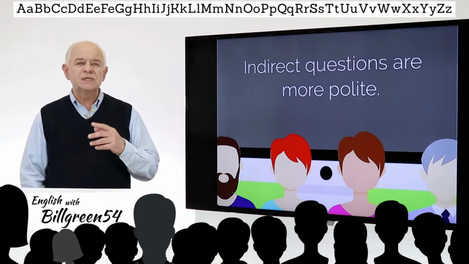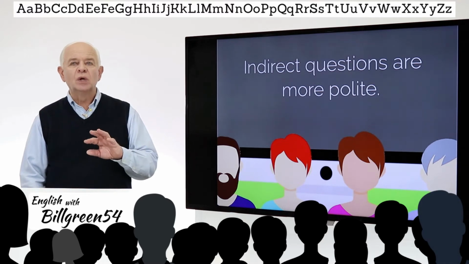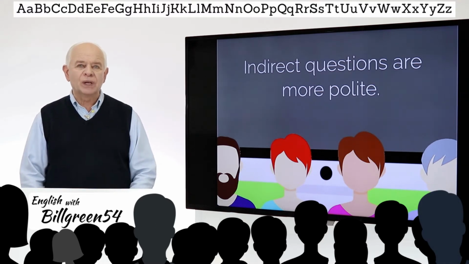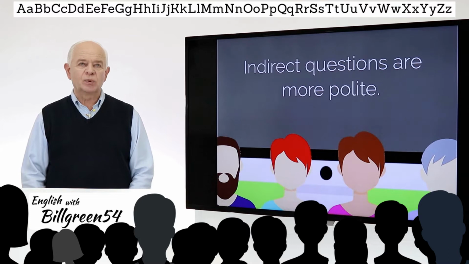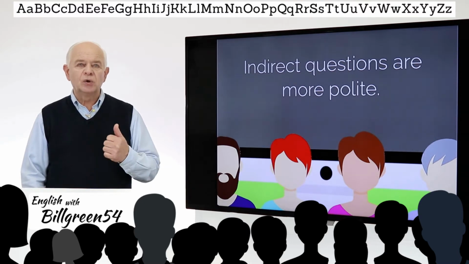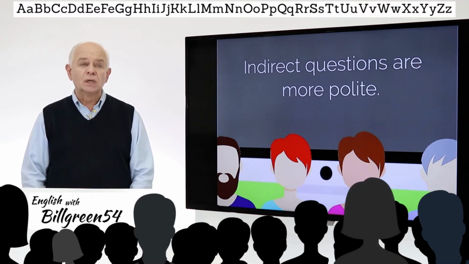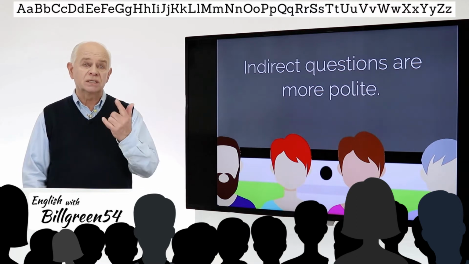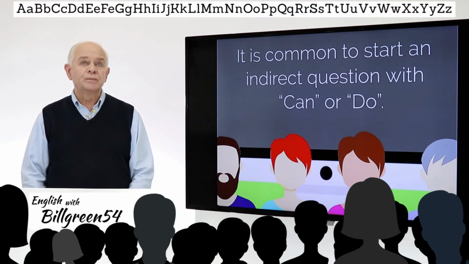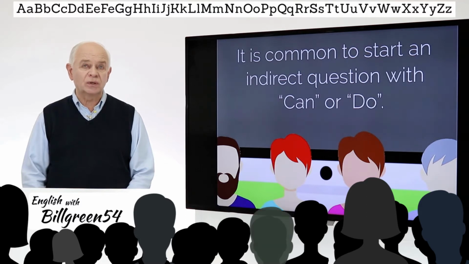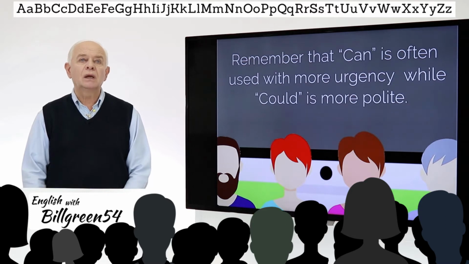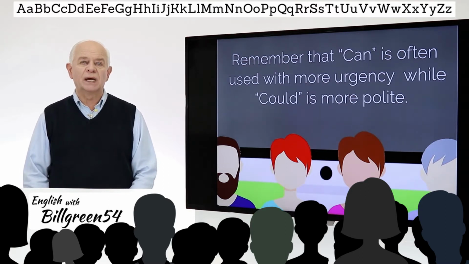We don't always need to say please and thank you. We can ask in a very polite way about something using very good English and without starting a sentence, let's say, with a question word. It's common to start an indirect question with can or do. Remember that can is often used with more urgency, while could is more polite.